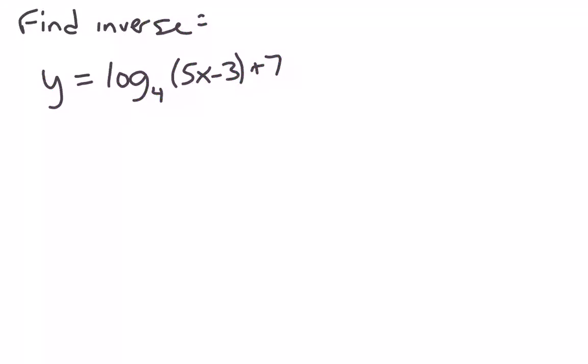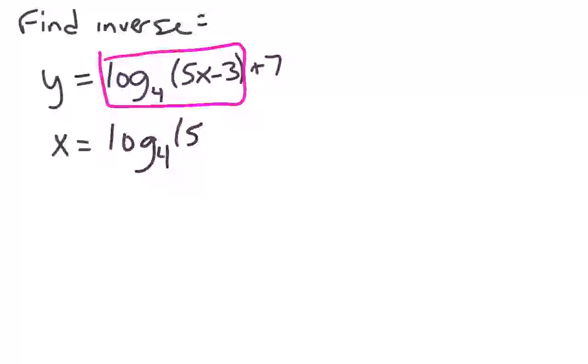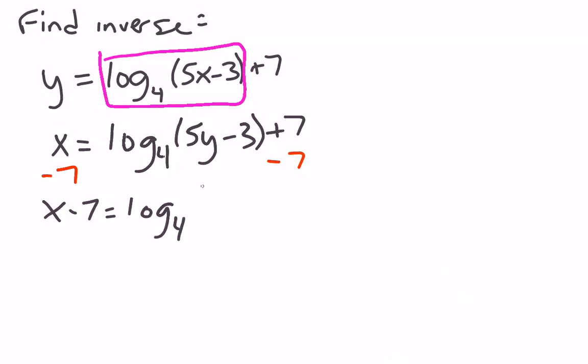The last thing we need to talk about is finding inverses. So it's the same idea as finding the inverse of an exponential. We're just going the other direction. So we need to get our logarithm term by itself. So after we switch x and y, I think y'all are already pretty fast at that step. So we'll subtract the 7. So x minus 7 equals log base 4 of 5y minus 3.